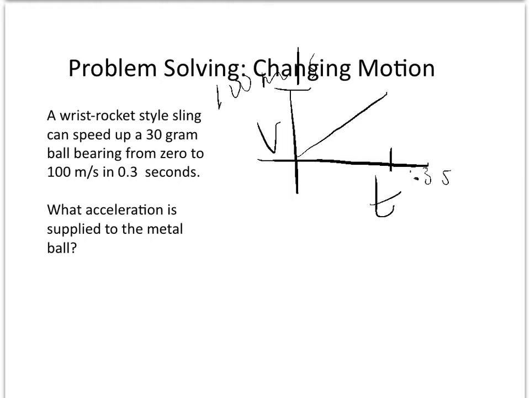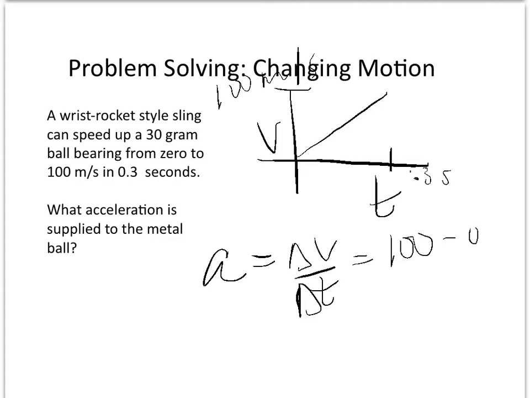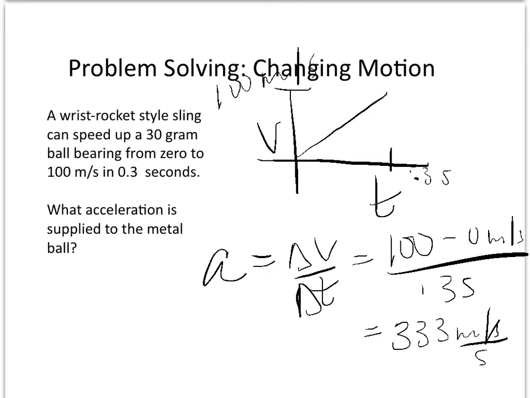So I could use a couple of tricks. I could use the slope of that line to figure out acceleration, or I could use the formula acceleration equals change in velocity over change in time. So let's just have at it. Change of velocity is v2 minus v1, so you have 100 minus 0 meters per second over change in time, 0.3 seconds, and that turns out to be really quick. You have 333 meters per second, watch for it, per second. Boom. And that's how you do that one. Very straightforward. Acceleration equals change in speed over change in time.